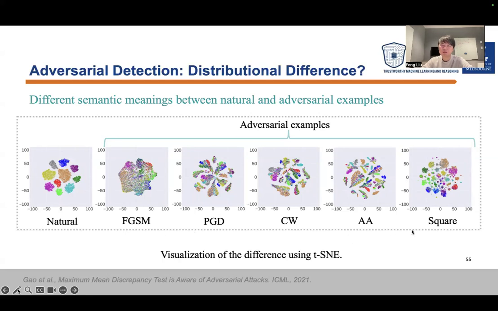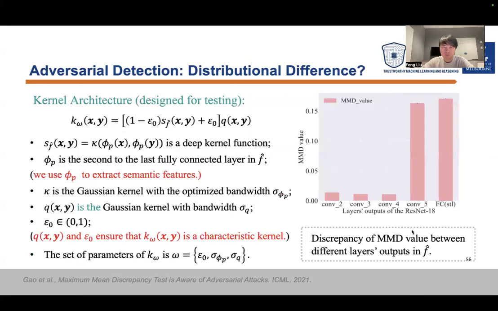It also tells us we can use the second-to-last layer features to help us do the two-sample testing task. So here is how we design the kernel architecture. We consider the phi here to be just the neural network except for the last layer, so it's a feature extractor of the network. And we just use the Gaussian kernel to compute its similarity.